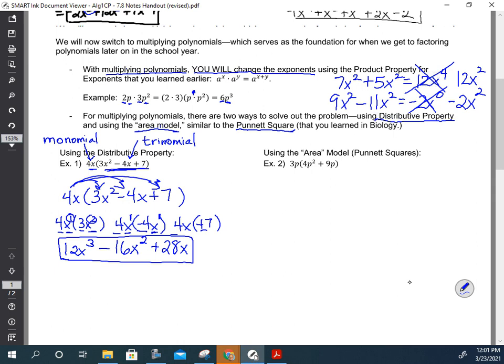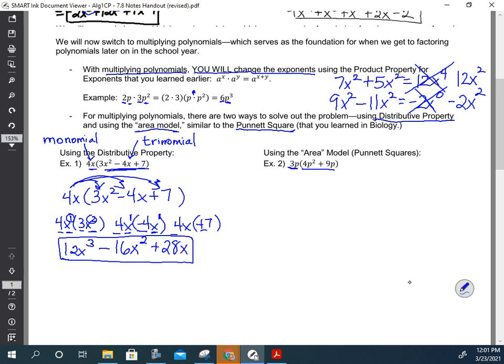So example 2, we're going to set up a Punnett square. So this is the other way to do it. Now we're going to go back and forth between the two. 3p times 4p squared plus 9p.